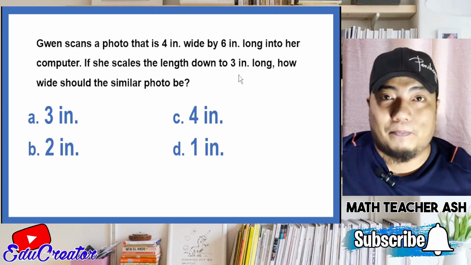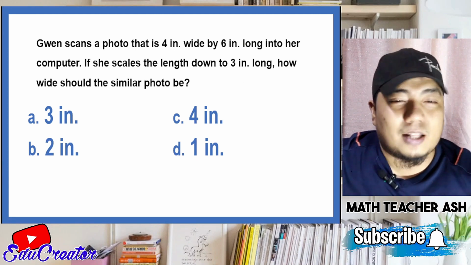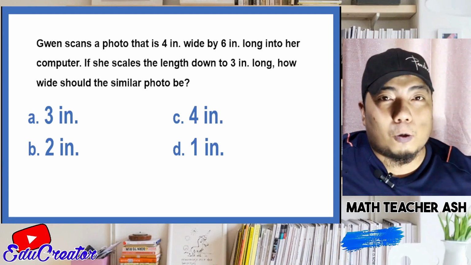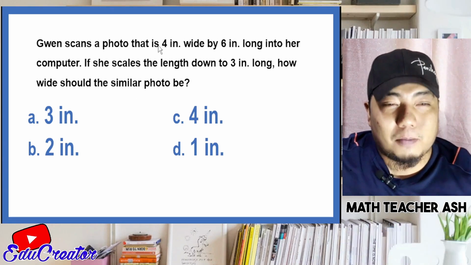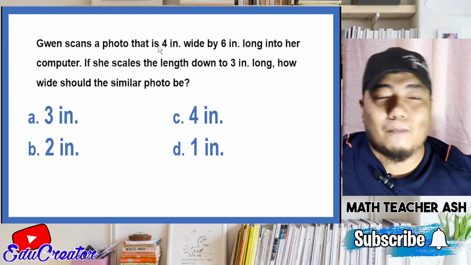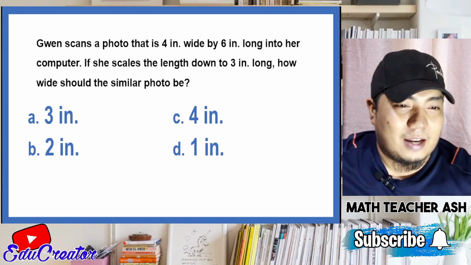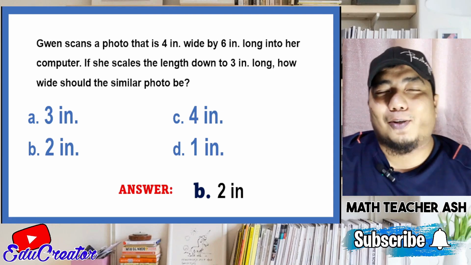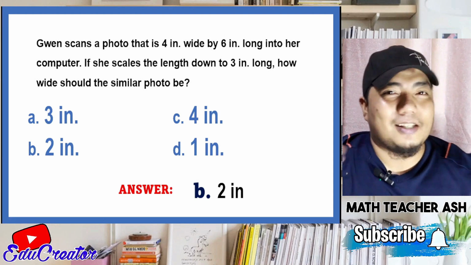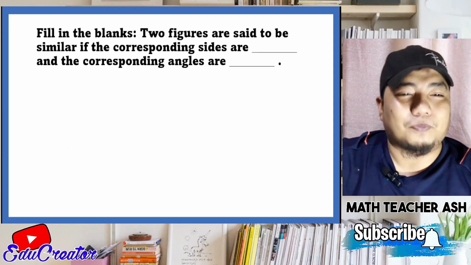How did that happen? So you can ask yourself. That is just by dividing by 2. So with the same concept, we will divide our 4 here by 2 and we will get the answer 2 inches. And that is letter B. Let's check whether we are correct. All right. So very easy, my dear math learners. You just need to analyze the problem.